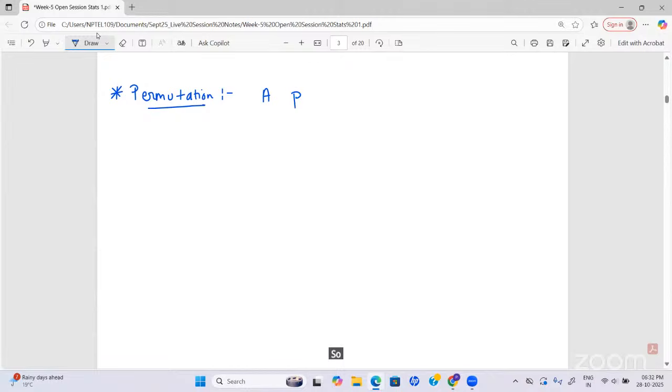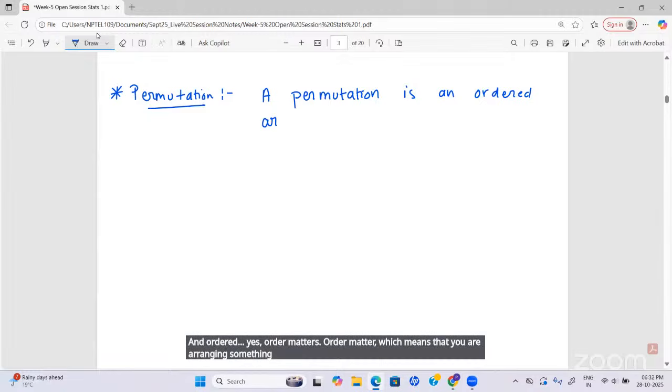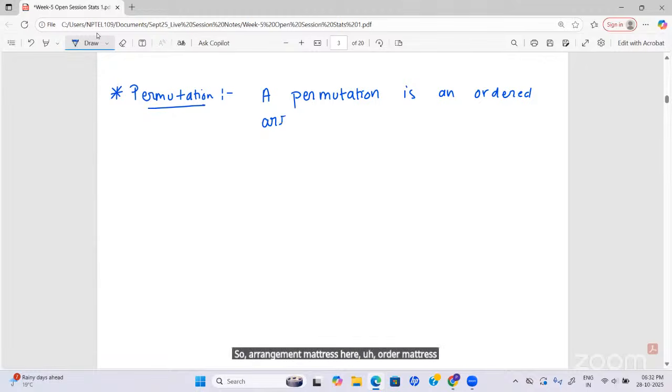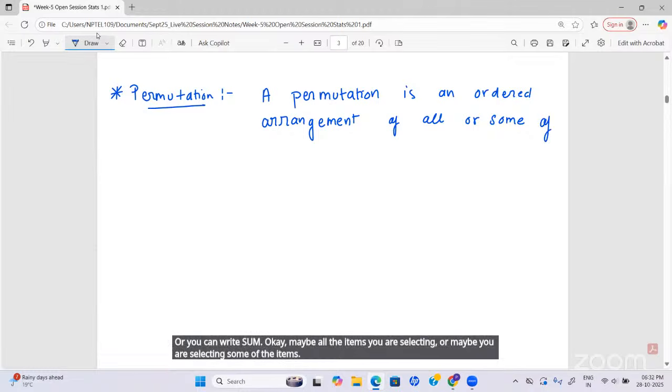So a permutation is... Ma'am, in permutation, does order matter or not? Yes, order matters, which means that you are arranging something. In arrangement only the order matters, right? So arrangement matters here. Permutation is an ordered arrangement of all, or some, of the items. Maybe you are selecting all the items, or maybe you are selecting some of the items.